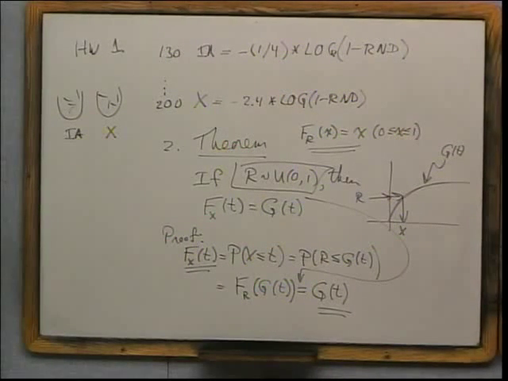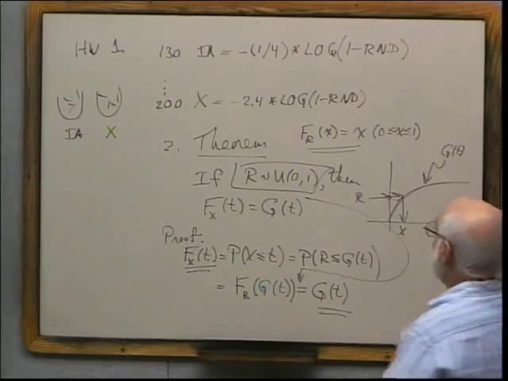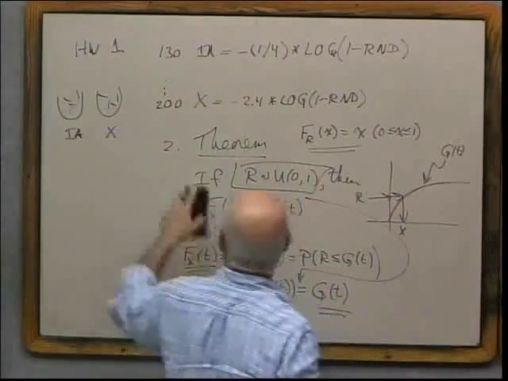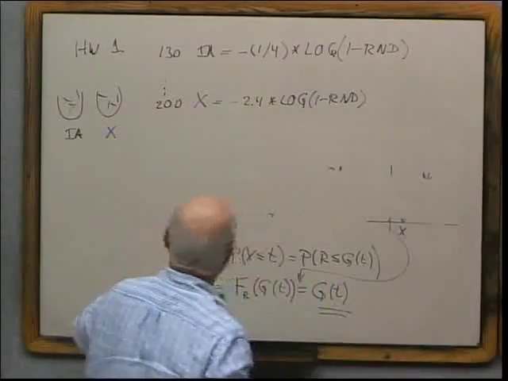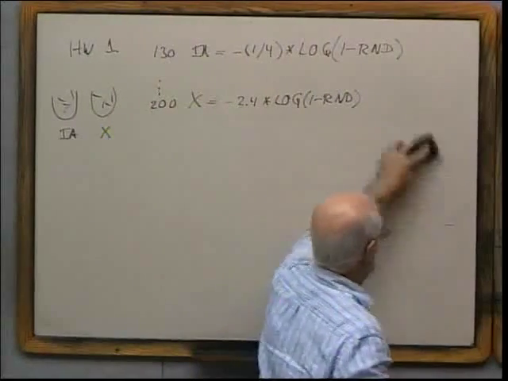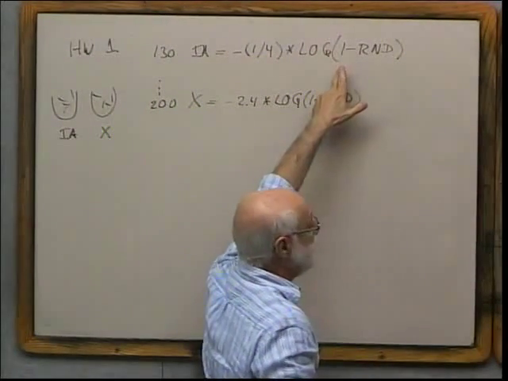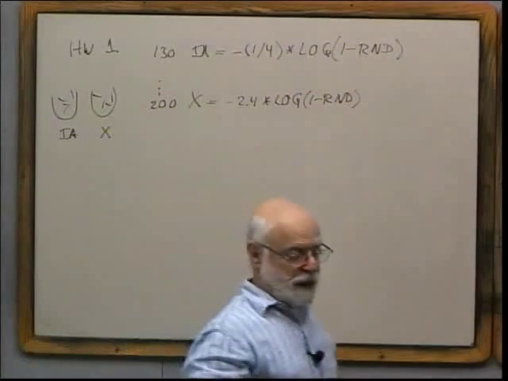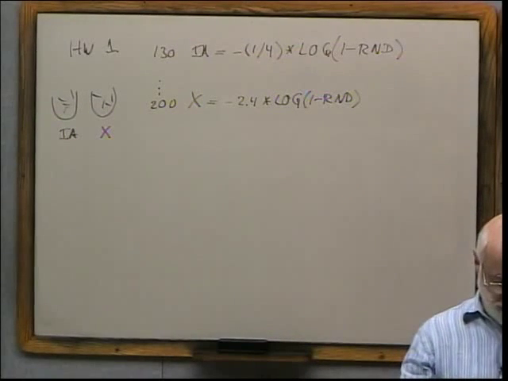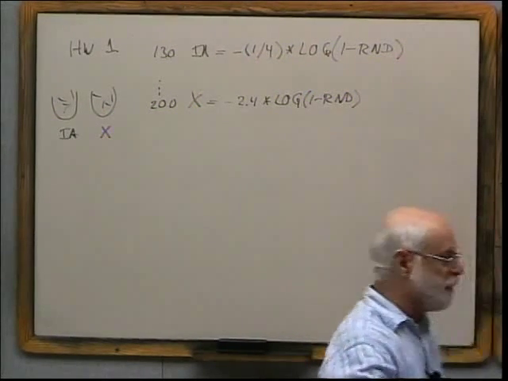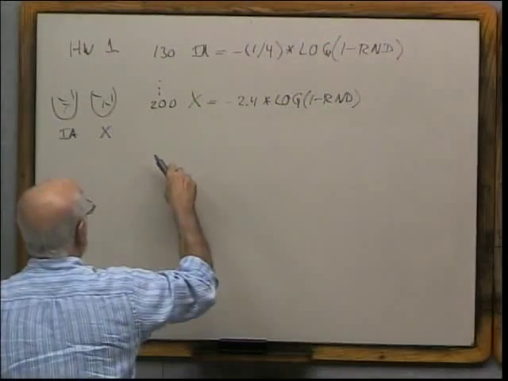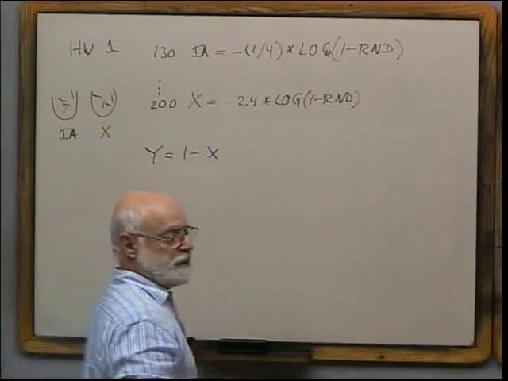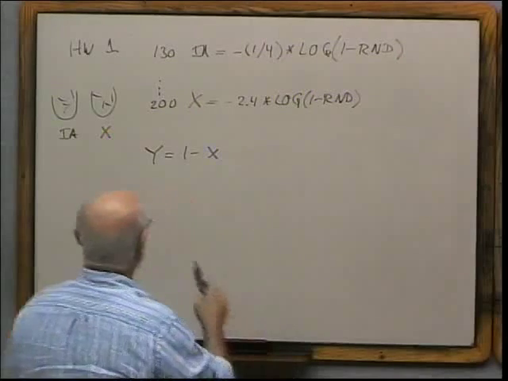Now, the observation was made that I don't really have to use 1 minus RND. I could use RND directly. Okay, so let me show that. The reason I wrote 1 minus RND is because when I go through the proof, that's exactly the way it comes out. Okay, but now I want to make a little bit more sophisticated argument. Here's a general statement. Suppose we have a random variable y, which is equal to 1 minus x. And I want to find the distribution function of y.